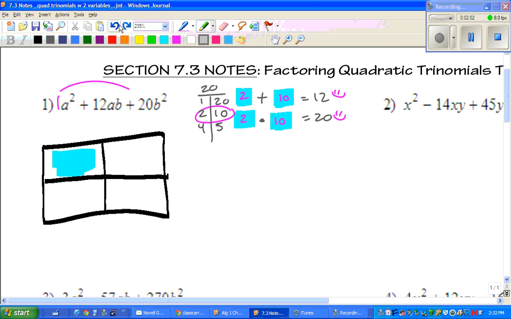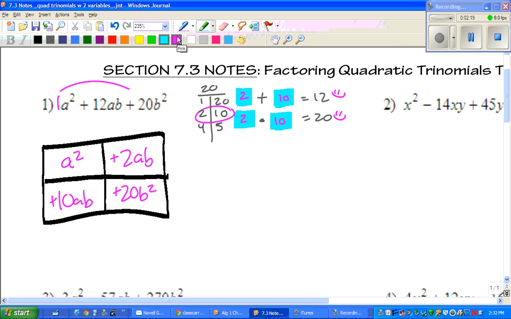Okay, so, a squared, the 20b squared, the 2ab, and the 10ab.